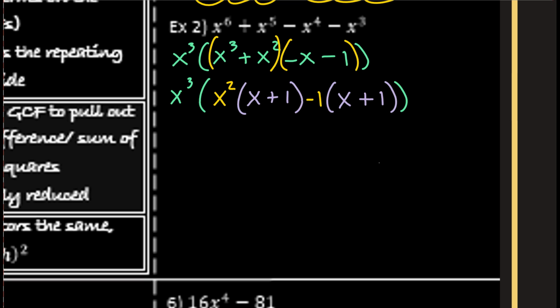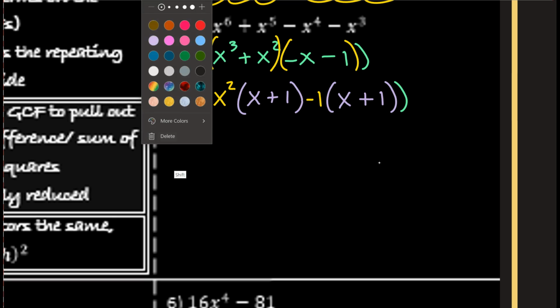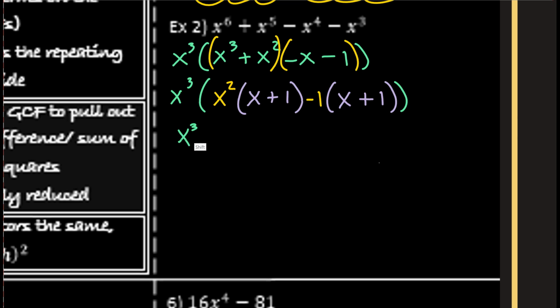How do I rewrite this so that I have one of my factors? x cubed and then parentheses x plus 1. Yes, you pull the x plus 1 out. And then what are my other 2 terms here? X squared minus 1. That's it. That's factoring by grouping. I'm done factoring by grouping.